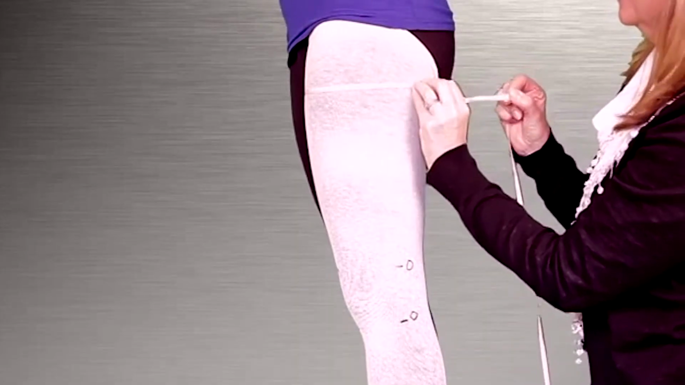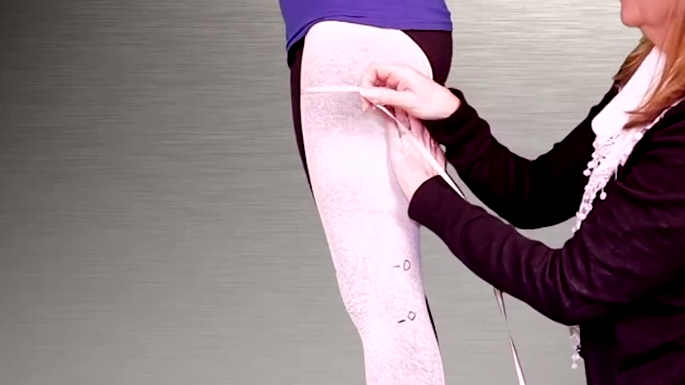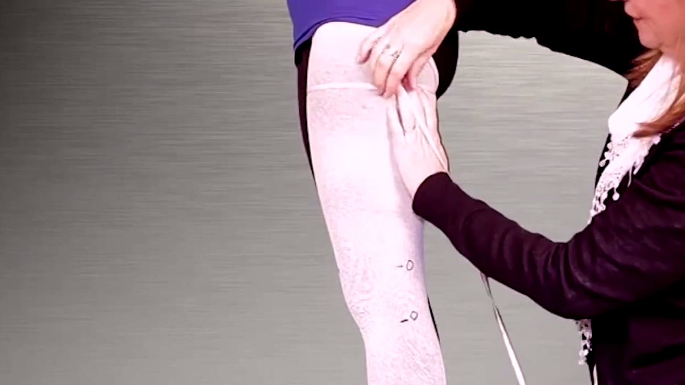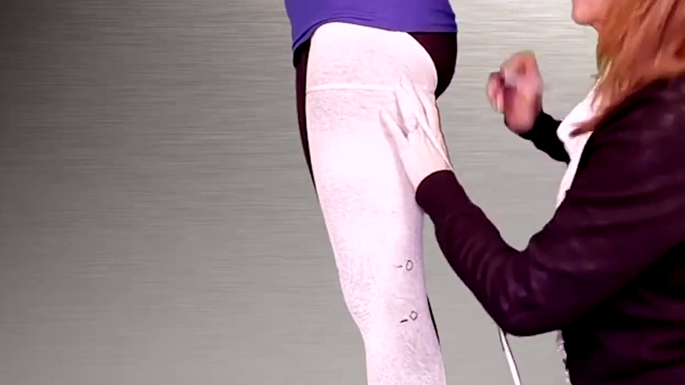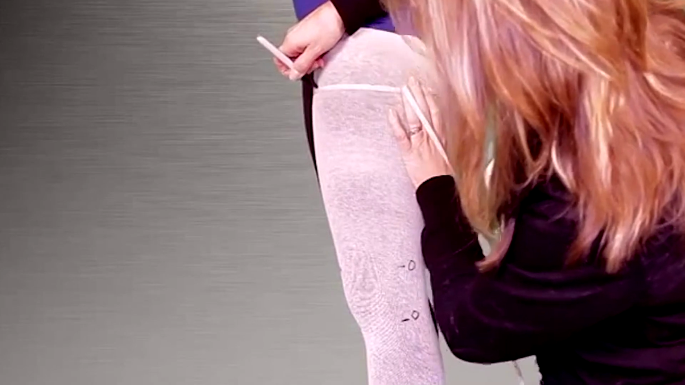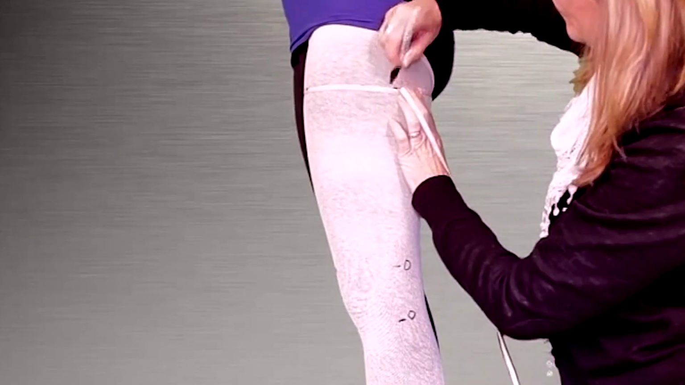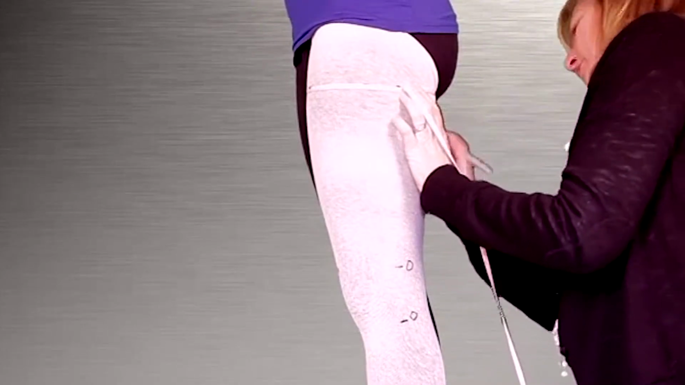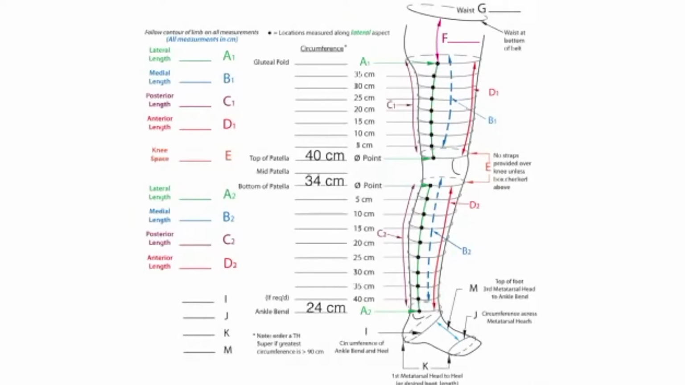Finally, wrap the measuring tape around the leg with the top edge positioned at the gluteal fold. Mark leg at this edge of the tape at the anterior, lateral, posterior, and medial aspects, and record the circumference on the line labeled gluteal fold.